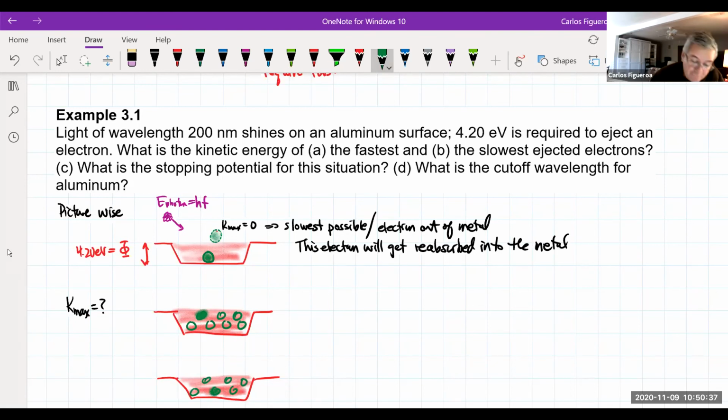So now if I shoot a photon at these, I could take one of these and eject it out where there are no collisions, or I could take this one here, and if it absorbs the photon, I could probably have a series of collisions. So what you'll find is that this kinetic energy is not equal to the maximum kinetic energy.